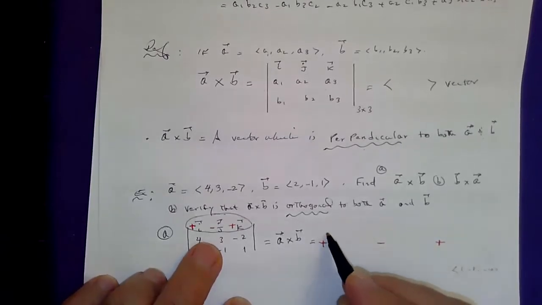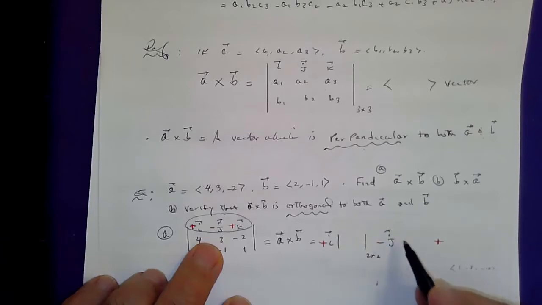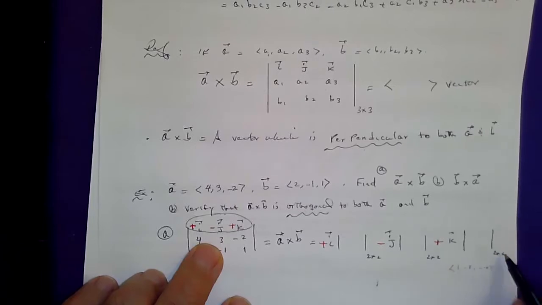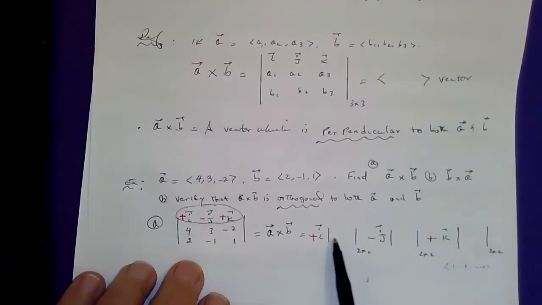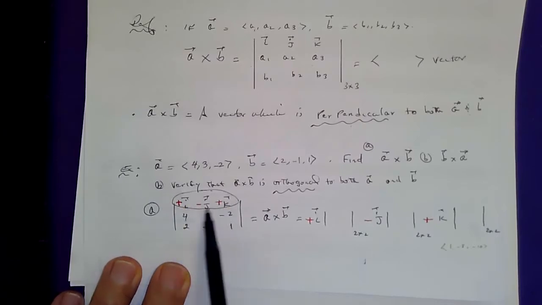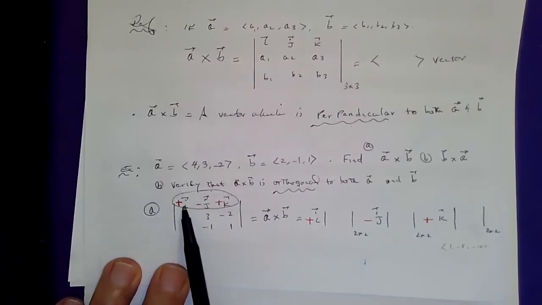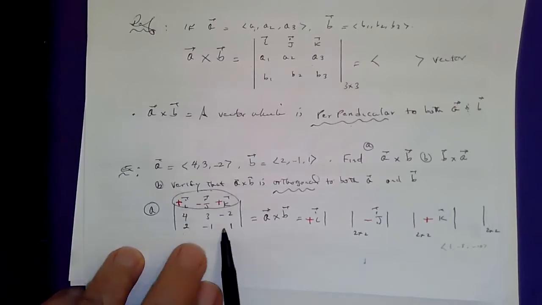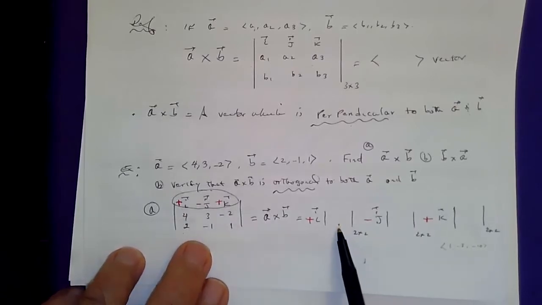So now that would be positive I times the 2 by 2 determinant, negative J times a 2 by 2 determinant, and positive K times a 2 by 2 determinant. How do you know what would be the elements of these determinants? Remember, you delete the row and the column in which that element is positioned, and see what's left over. Those would be the elements of the resulting determinant, which is called the minors.